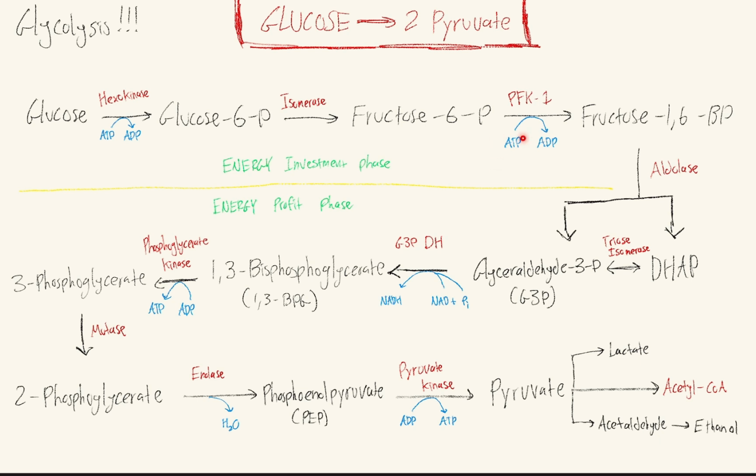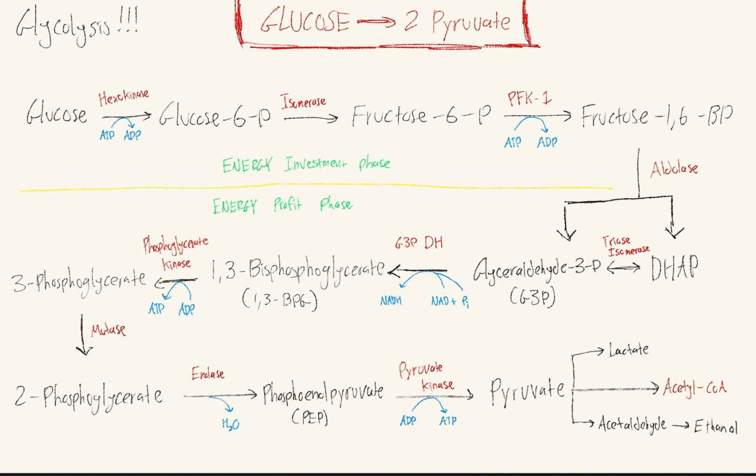PFK1 will take a phosphate group from ATP and move it to fructose 1,6-bisphosphate, and as a result, we'll have an ADP molecule created. Fructose 1,6-bisphosphate is still a 6-carbon molecule, so what we need to do is cleave it into 2 3-carbon molecules, and this is done by the enzyme aldolase.